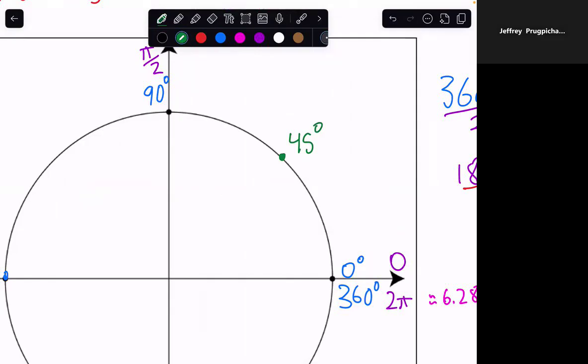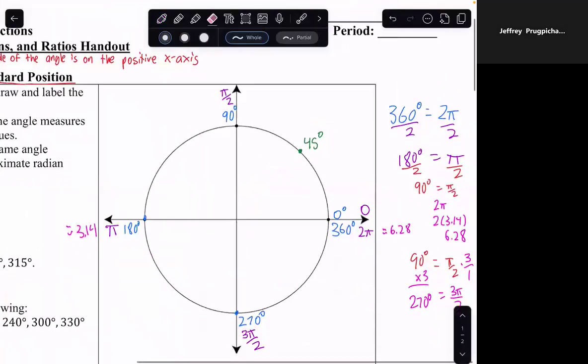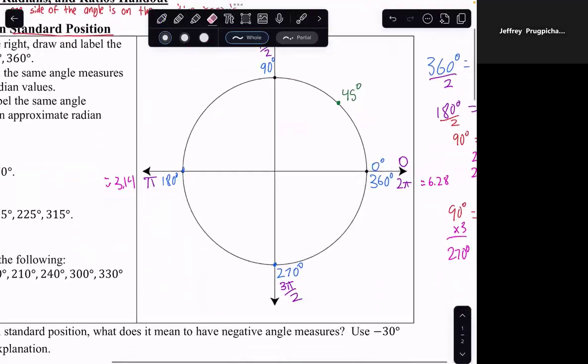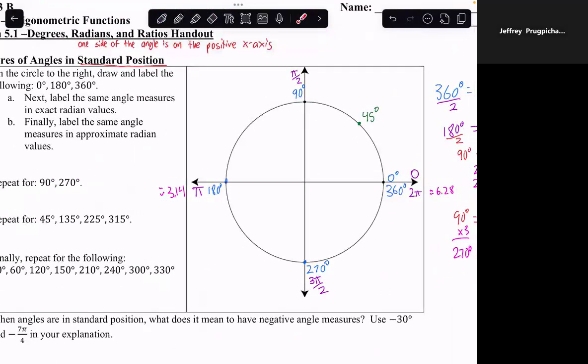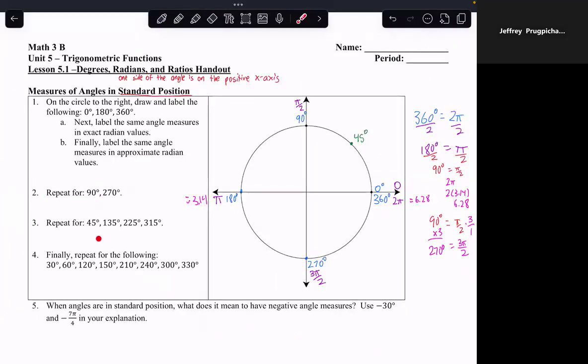Okay, and again, what this means is if you were to draw in the angle with the positive x-axis, the angle formed in the middle would be 45 degrees. Okay, so I'm gonna give you some time now to see if you can continue from here.